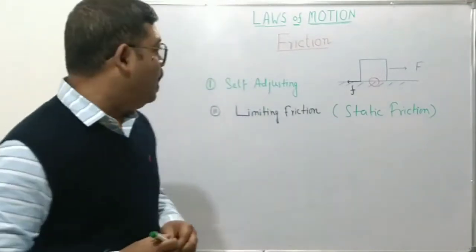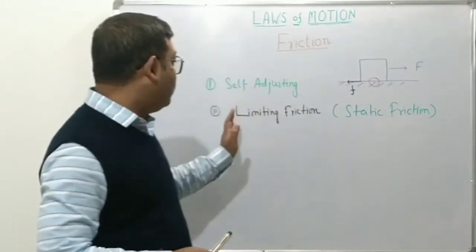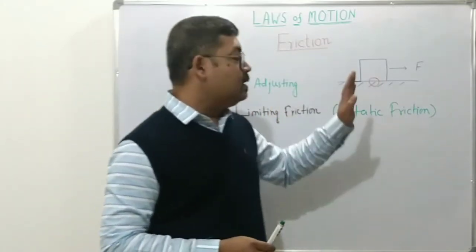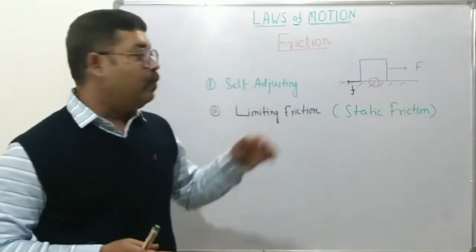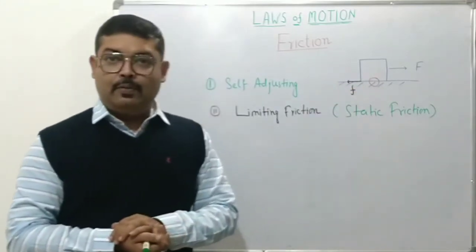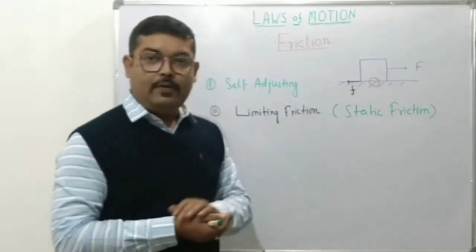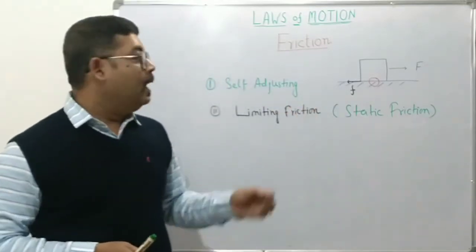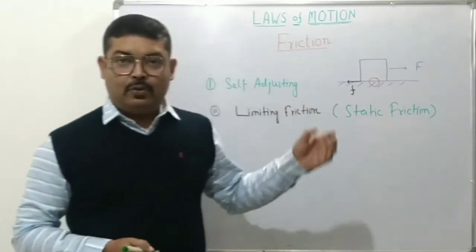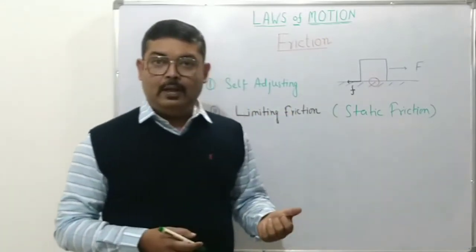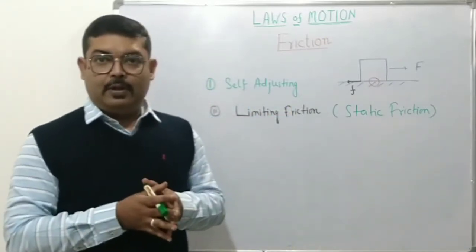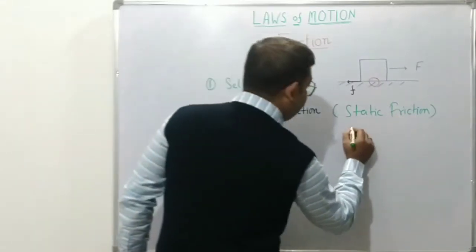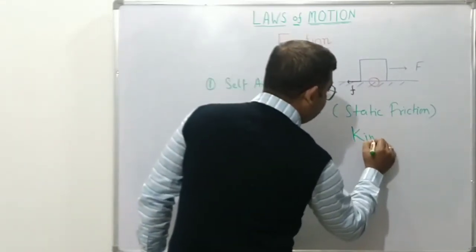Okay, now what happens when we cross this threshold, the limiting friction? When we increase the force beyond the limiting friction, obviously the friction cannot contain the motion any further. So the object will start moving and it will start accelerating. Since the object is now moving, there will still be friction, and that friction will be known as kinetic friction because the object is moving.